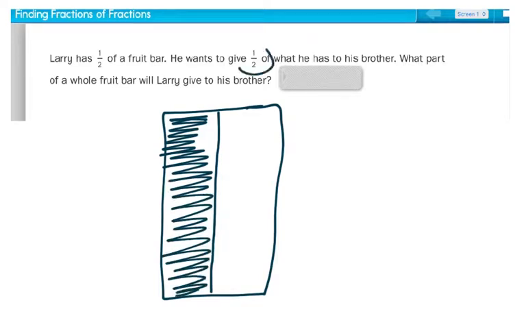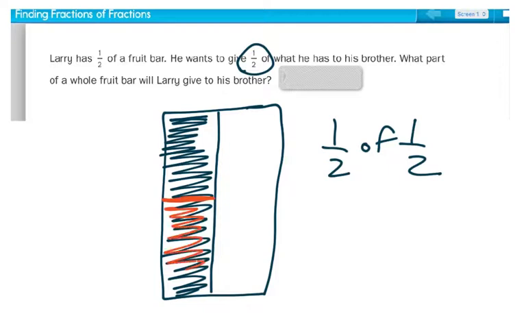Now, he's going to give half of that half to his brother. So let's take the half that he has and divide it in half. He's going to give this part to his brother. So, what part does he give to his brother? He gives 1/4 of it to his brother.